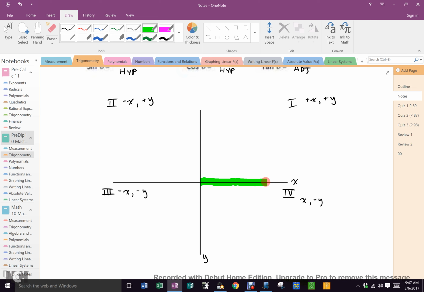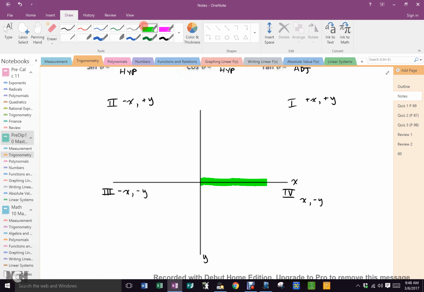Have I drawn an angle yet? No, I have not. Jenna says I have not. Why have I not drawn an angle? What does an angle need? 2 parts, 2 rays, yes? So I don't have an angle yet, do I?